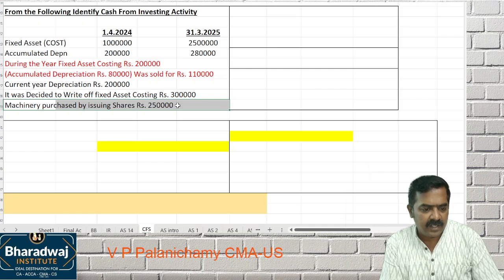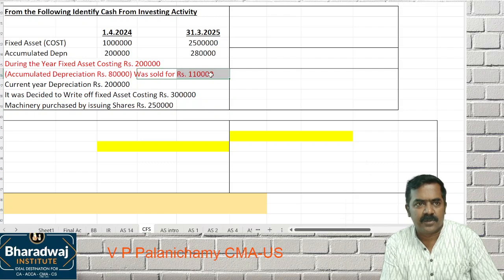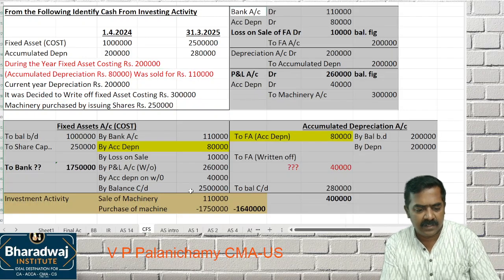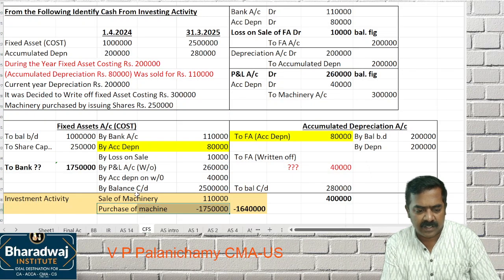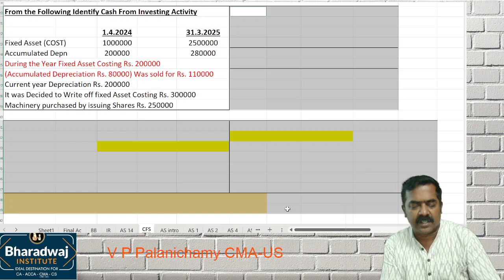17,50,000. We sold off an asset worth 1,10,000. So that is what we got here. Purchase of machine 17,50,000. Sale of machine 1,10,000. Net cash outflow is how much? 16,40,000. I repeat once again.